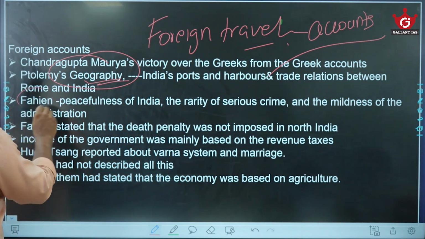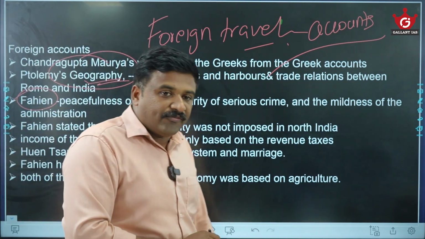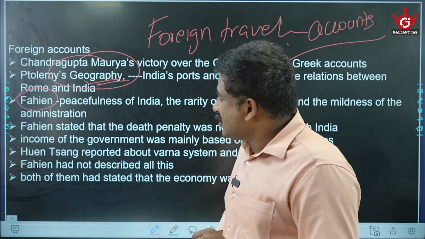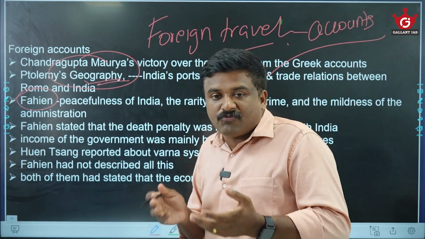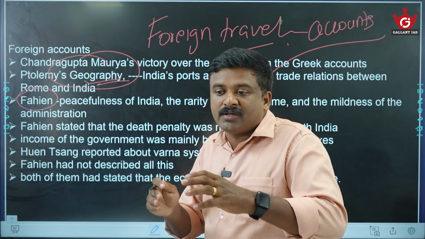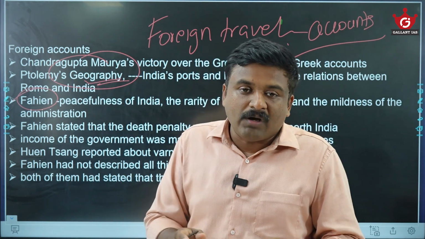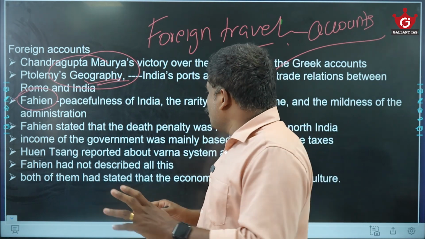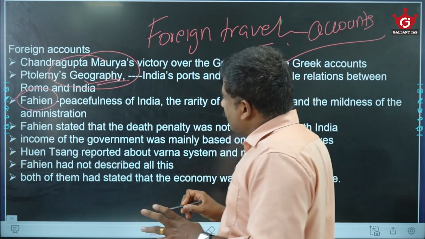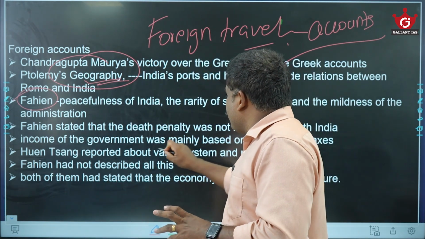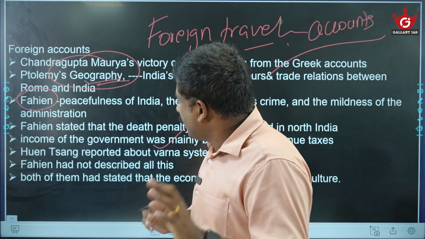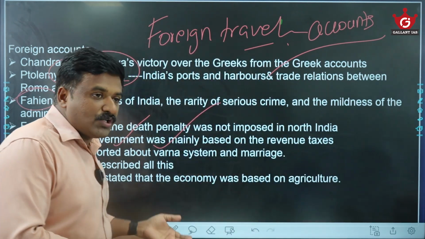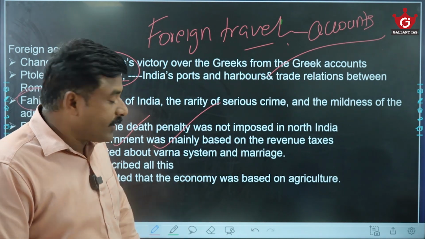Fahien is a Chinese Buddhist pilgrim. In the 5th century AD, during the time of Chandragupta II or Vikramaditya, he visited India, and he talks about the peacefulness of the society, and that the governance was superb. There were no serious crimes, no death penalties. Fahien stated that the major source of income for the government was revenue from taxes, and that the majority of the population was engaged in agriculture.